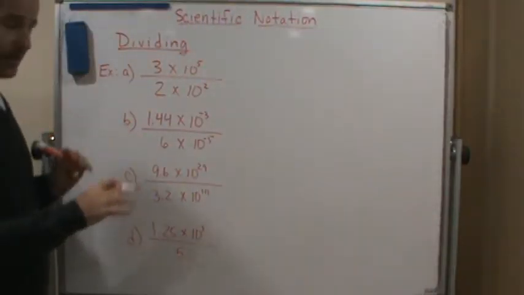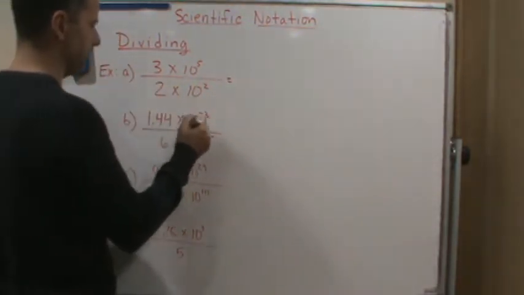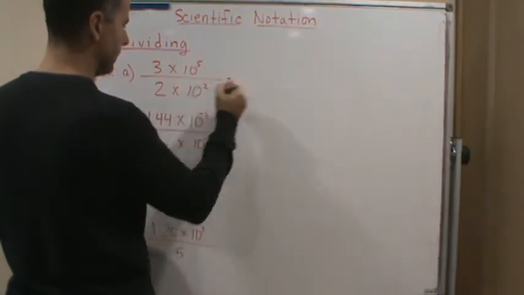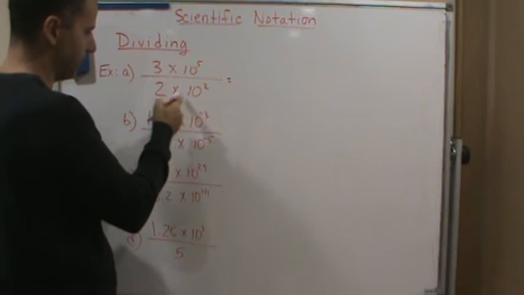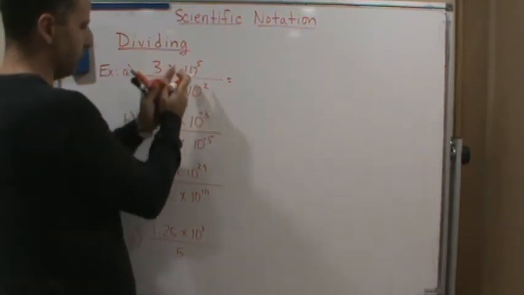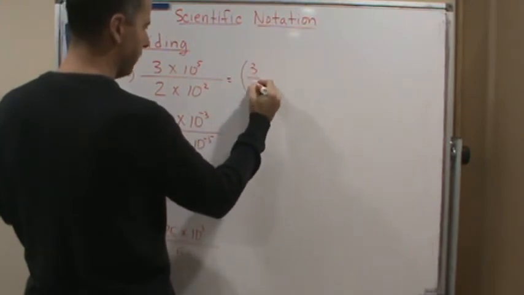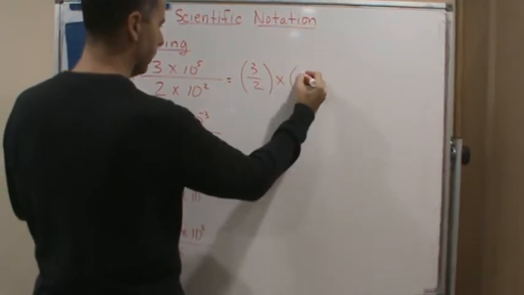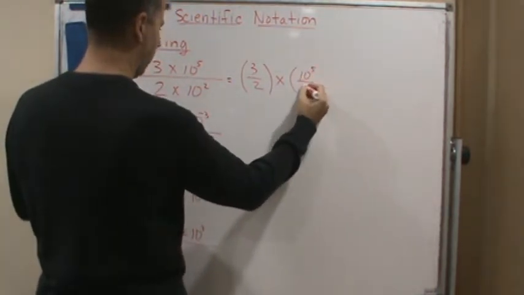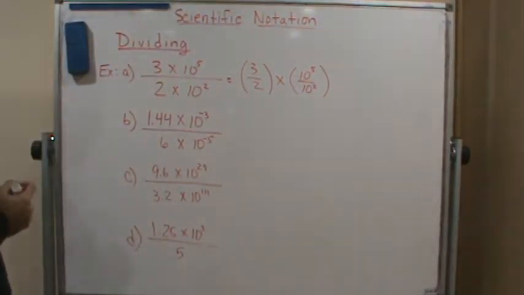So again, what I'm going to do is split this up, right? So I'm going to divide the first two factors. We're going to treat this as a product of two fractions, because I've got multiplication on the top and the bottom, and this is division. So I can split it up into two fractions and make it look like this. So this will be 3 divided by 2 times 10 to the 5th over 10 squared. Okay? There's nothing wrong with me doing that.